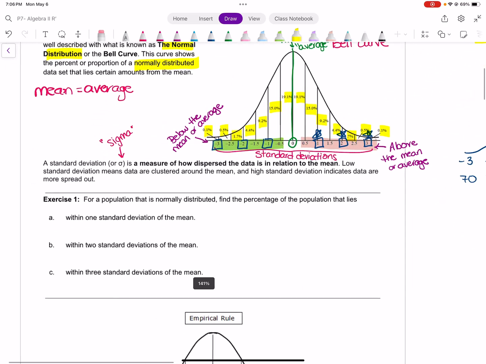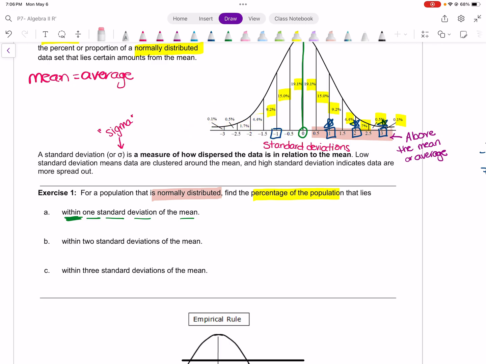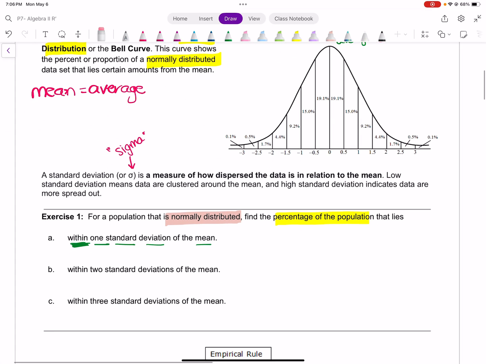So this exercise here says, for a population that is normally distributed, find the percentage of the population that lies within 1 standard deviation of the mean. Okay, so what does that mean here on our normal curve? So let's take a look at the normal curve. Let's erase everything so we can see it.